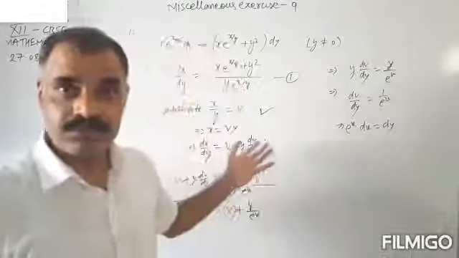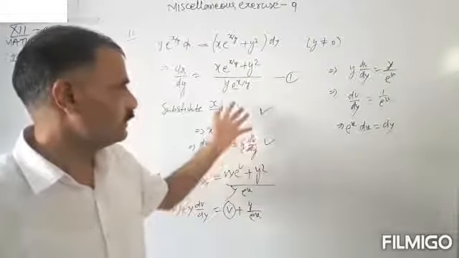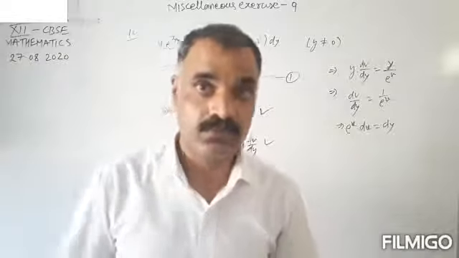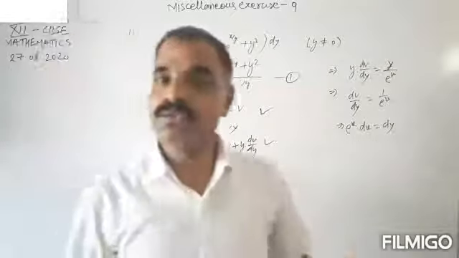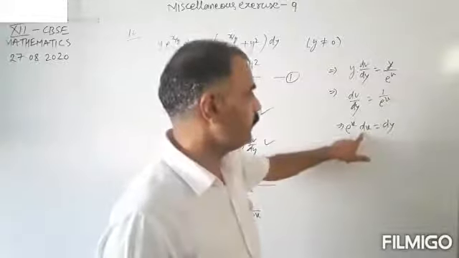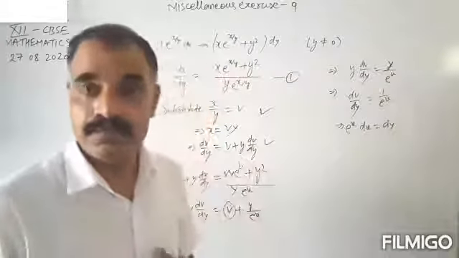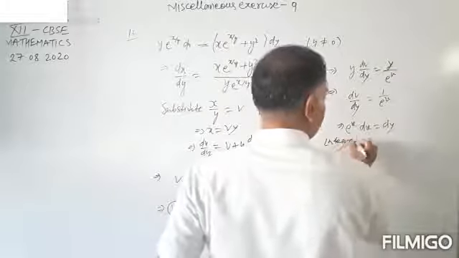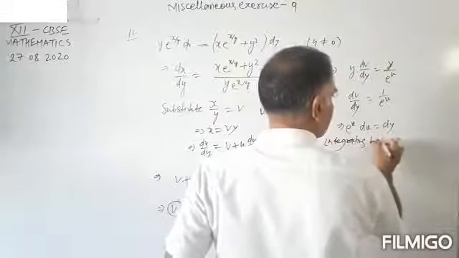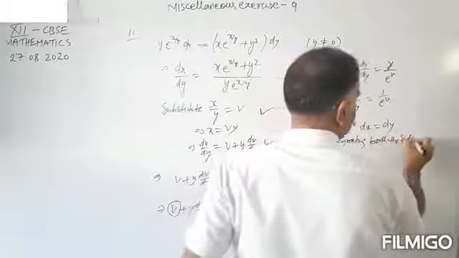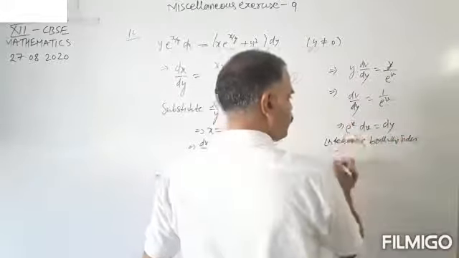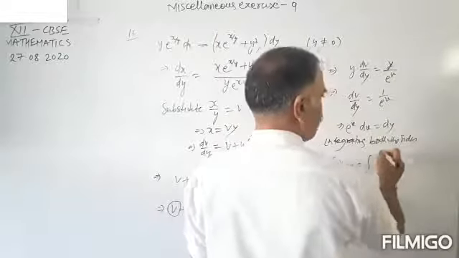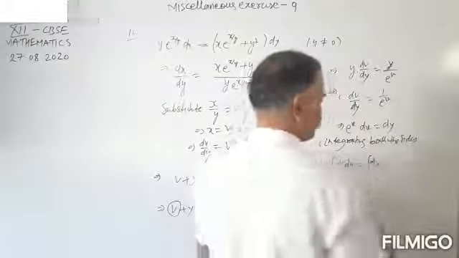If we are not substituting this, the differential equation will take time to solve. But now we have easily solved this. Now e to the power v dv equals dy. So integrating both sides, e to the power v dv is equal to dy.